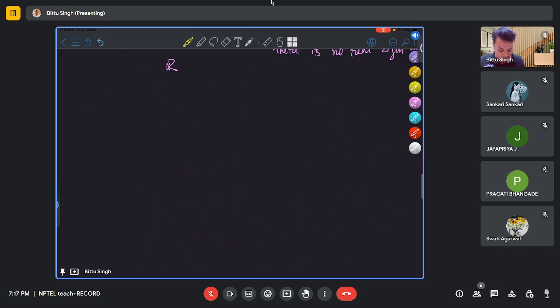Let us see another example. We have done rotation. So reflection. Let us check this example.